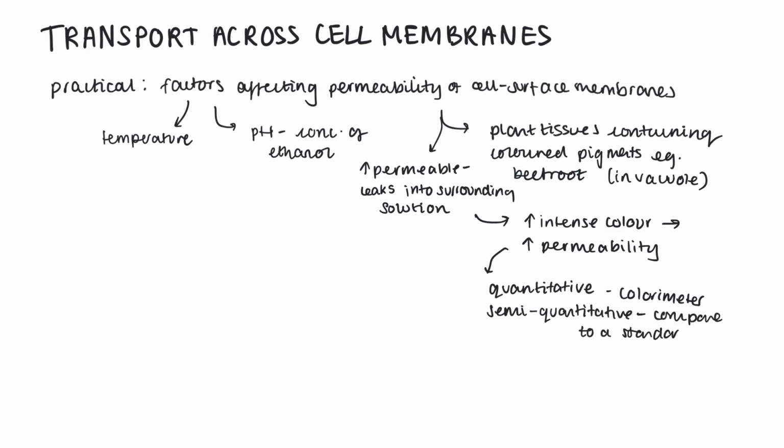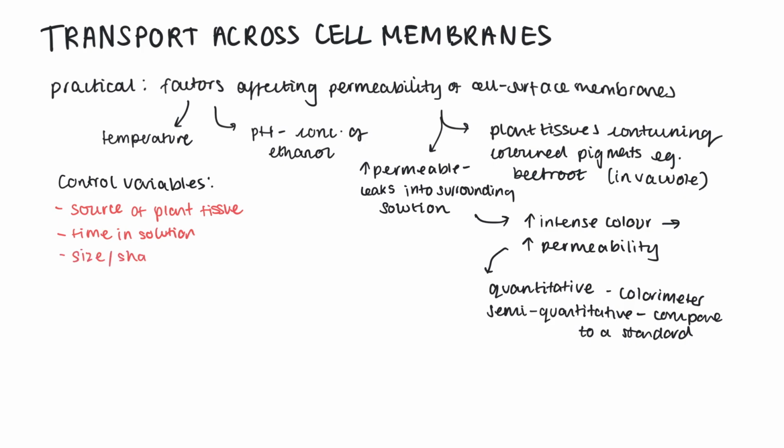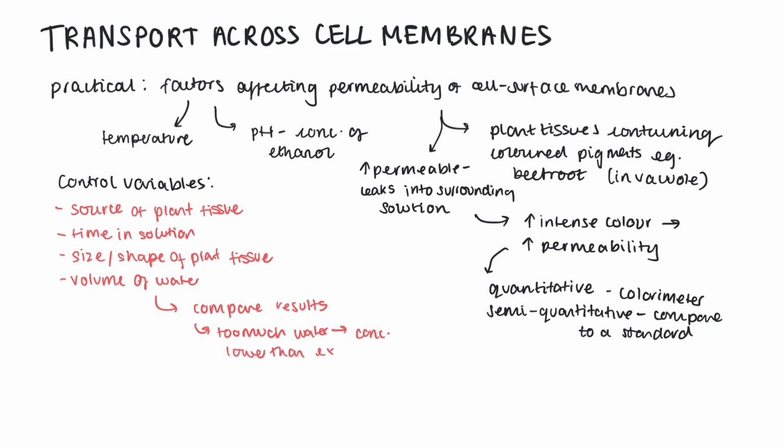Things that we would control in this experiment: we make sure that we keep the source of the plant tissue the same, we keep them in the solution for the same length of time, we use the same size or shape of plant tissue, and it's also important that we keep the volume of water the same so that we can compare our results. If you had too much water, then the concentration might appear lower than expected.